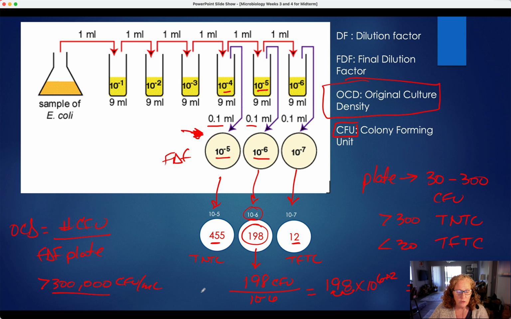Make sure to use your lab manual when looking through standard plate count. At the end of this experiment in the lab manual, there are a bunch of practice questions on standard plate count that you might find very helpful in practicing these different calculations.